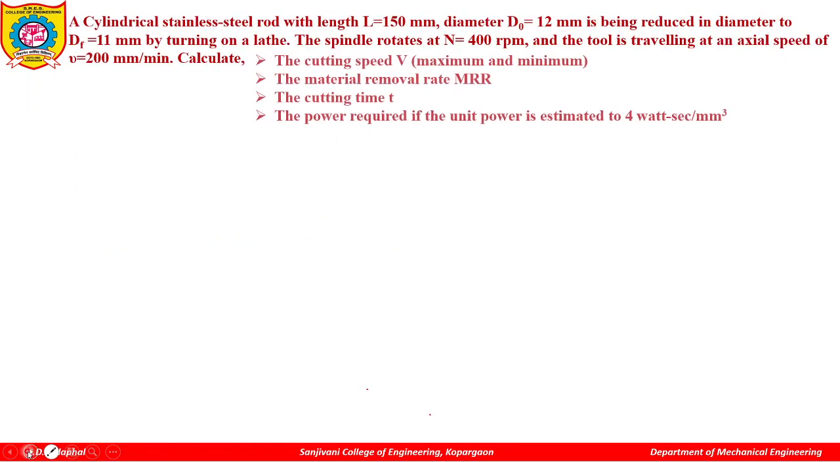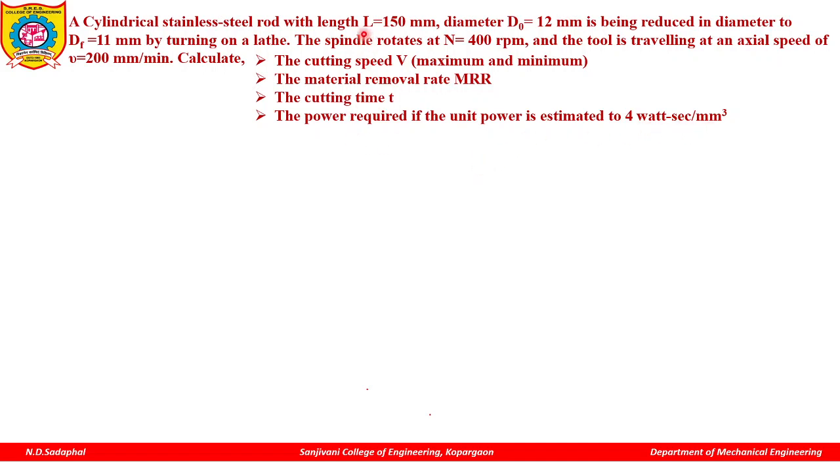So here numerical is given: a cylindrical stainless steel rod with length capital L 150 mm, diameter DO 12 mm is being reduced to the diameter DF equal to 11 mm by turning on the lathe machine. The spindle rotates at N 400 rpm. Tool is traveling at an axial speed of v equal to 200 mm per minute. Calculate cutting time, both maximum and minimum cutting speed, material removal rate MRR, and power required if unit power is 4 watts second per mm cube.